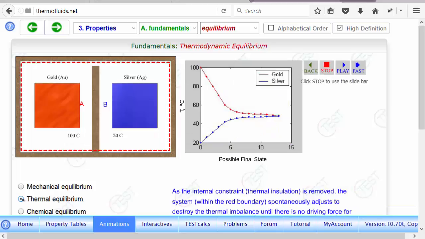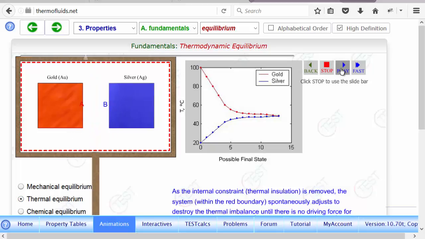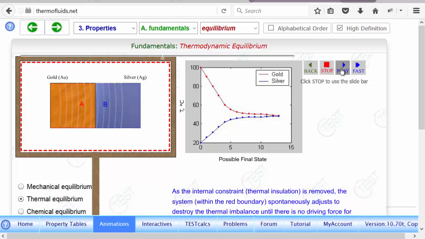The same concept goes over to thermal equilibrium. So for instance, if you remove the barrier and the hot and cold blocks are allowed to come in contact, sooner or later the temperature will become equal, and we will say that these two blocks are in thermal equilibrium.